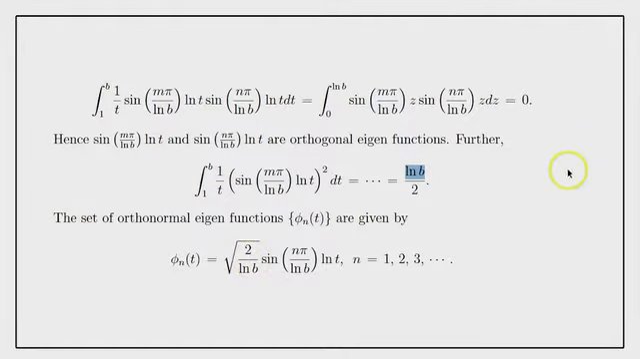So for a Sturm-Liouville boundary value problem, you will have orthogonal eigenfunctions, and from there you can easily derive the corresponding set of orthonormal eigenfunctions.